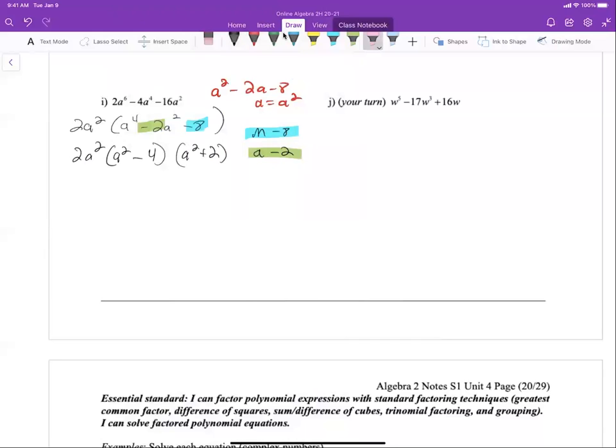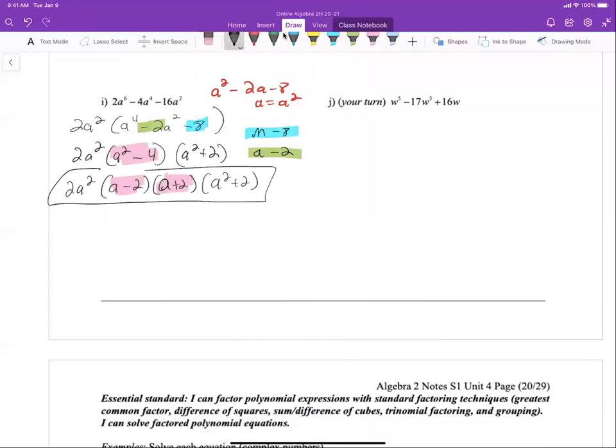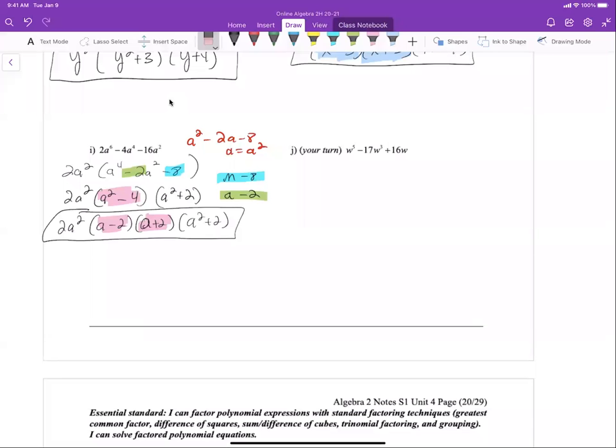Notice, this is a difference of two squares. So I am not done factoring. A minus 2 times a plus 2, and then a squared plus 2 doesn't factor anymore. And I'm done at this point. That's where I got that from. And your answer is as follows. Okay. All right, welcome back.